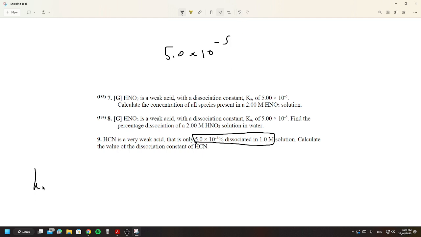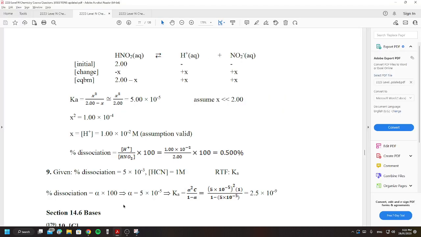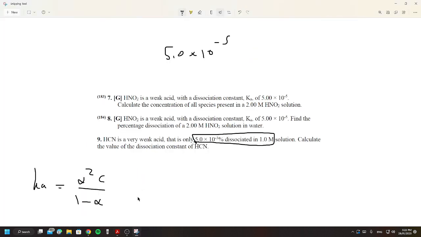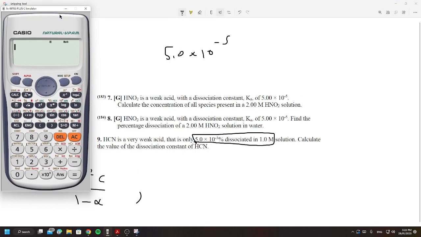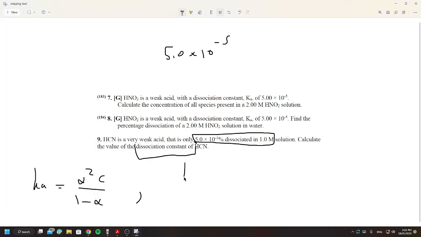Then we apply the formula Ka is equal to alpha squared C over 1 minus alpha. So, go to the calculator. In this case, the dissociation constant is just Ka, because this is an acid, right? So we're solving for Ka.